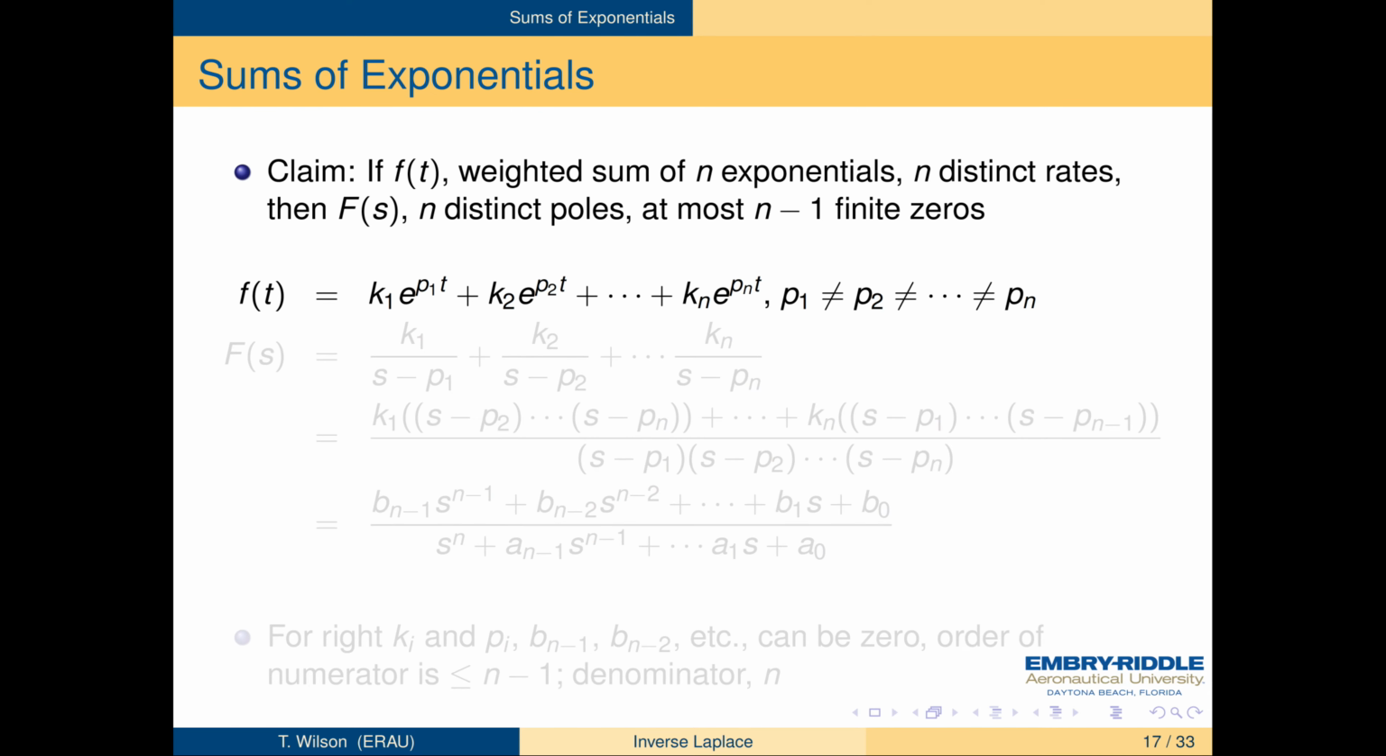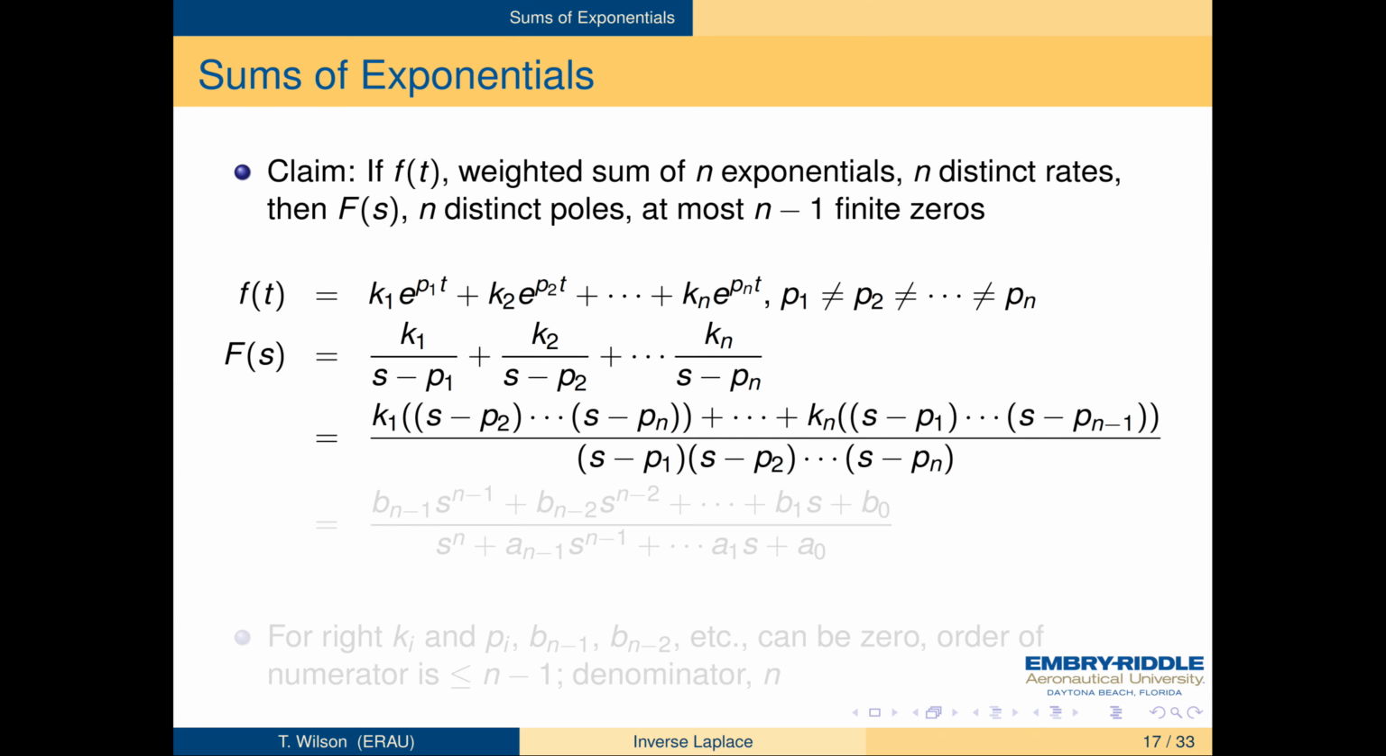Consider the general case of n exponentials with distinct rates. The rate of the ith exponential is p sub i, its pole location, and the weight of the ith exponential is k sub i. The condition here is that none of the rates are the same, so none of the poles have the same location. We proceed as before, transforming term by term, putting everything over a common denominator.